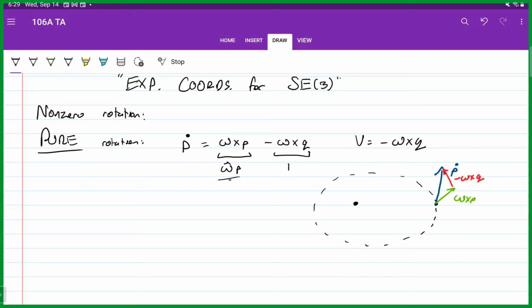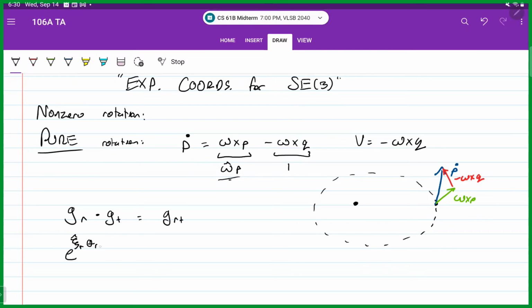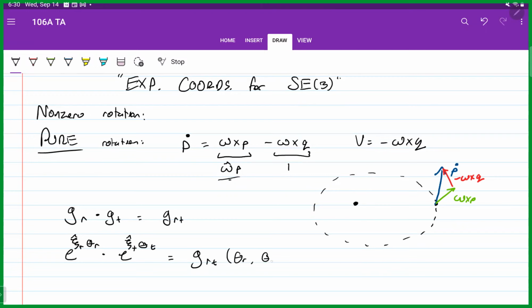I was just wondering, you have a matrix for a pure rotation, and you have one for pure translation, right? You just multiply those two together. Yeah, that's a really good point. If we had a G rotation times G translation, that would give us a G rotation and translation. So we could have E to the xi hat r theta r times E to the xi hat t theta t, and that would be a totally valid way of giving a combination of rotation and translation. So that's going to be a function of theta r and theta t.